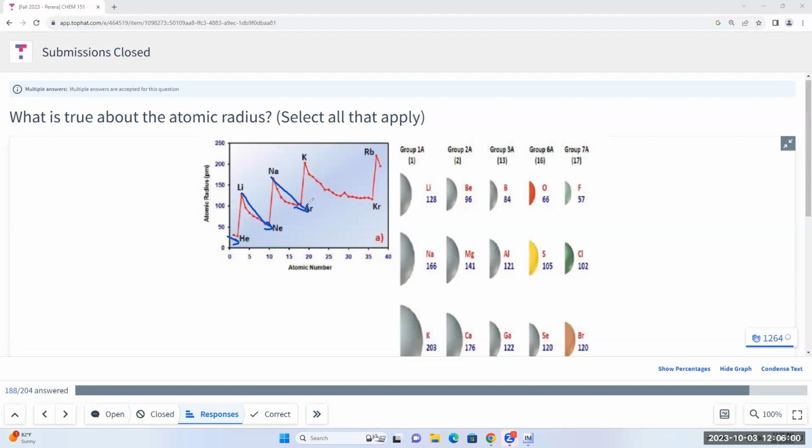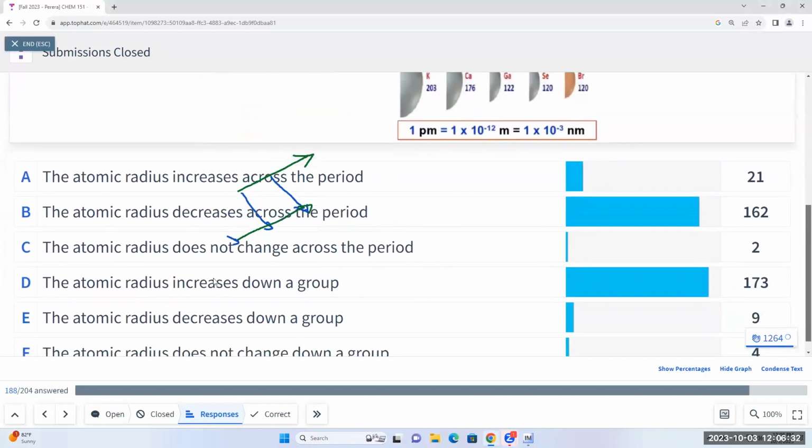On the other hand, we are also asked to determine what happens when you go down a group. If you think about lithium, sodium, potassium, they are in the same group. When you go from lithium to sodium to potassium, guess what? The size has increased. The same thing with helium, neon, argon. This is the noble gas group. When you go from helium to neon to argon, you see that the size is increasing. That's why most of us say the atomic radius increases down a group.